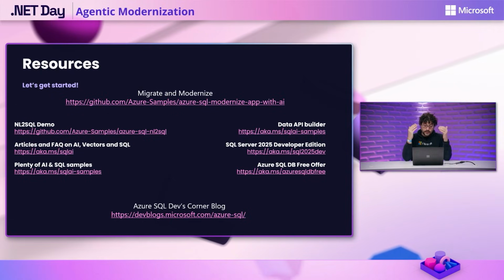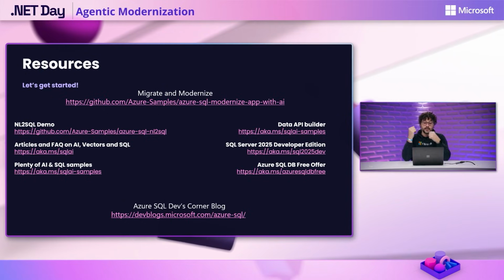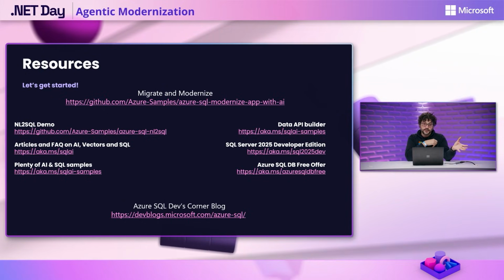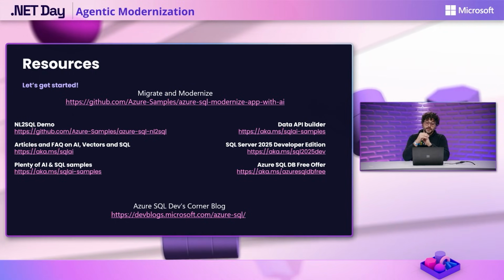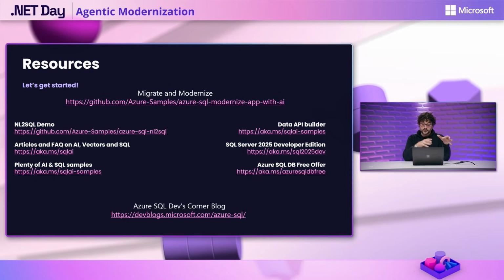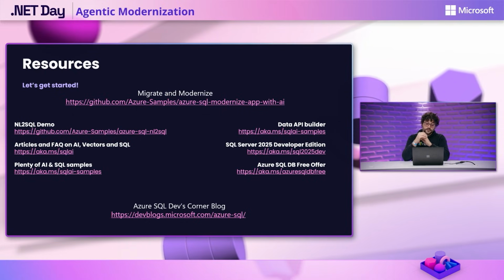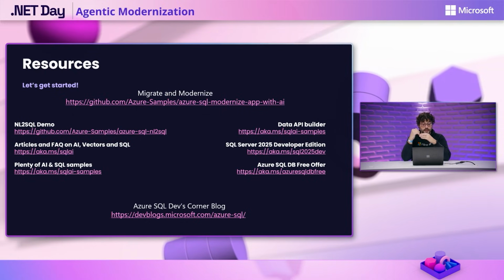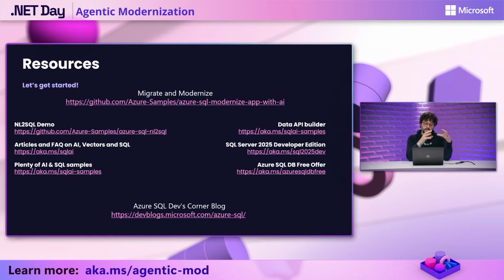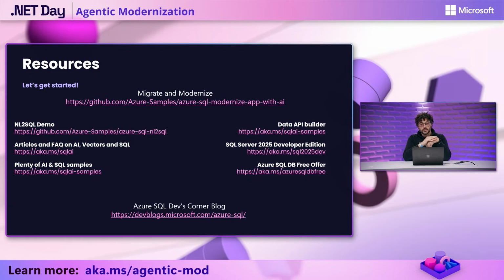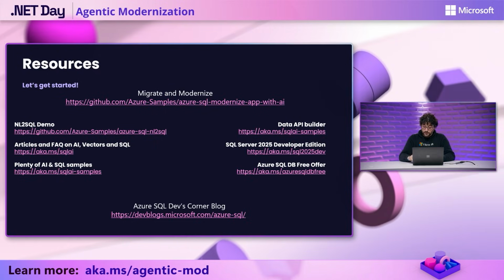But then there are many questions that usually come after seeing this. So, where can I download Data API Builder? I have some questions about how to design my tables, or why you chose an orchestrator and a specialized agent. And so you have all the questions answered in the article's FAQ on AI and vectors. Developer Edition, a link to download the latest and greatest 2025. Plenty of AI samples. We have 61 samples rich with SQL and AI. And then, of course, also the Azure SQL Database free offer, in case you want to deploy everything in the cloud for free. That's pretty much what I have for you.